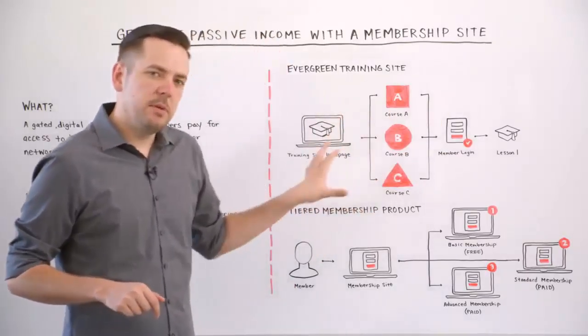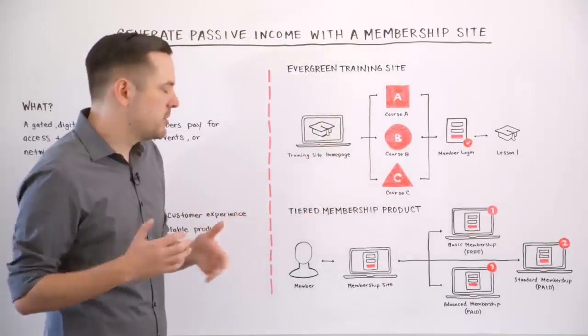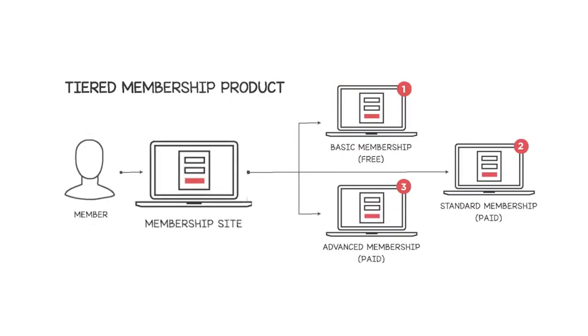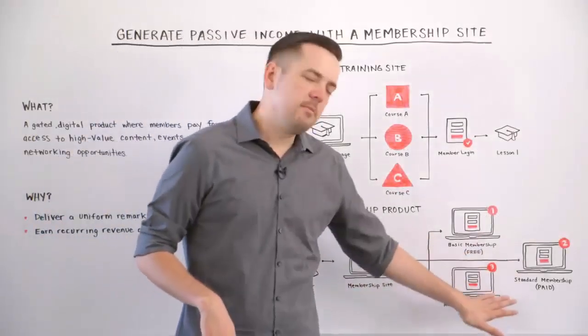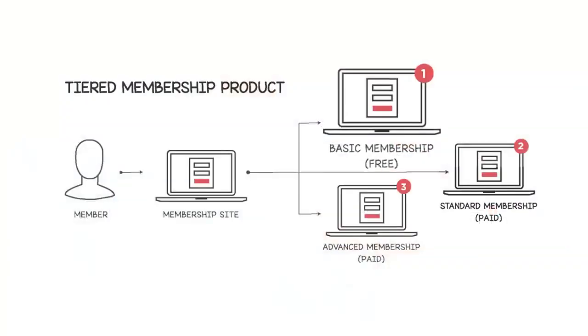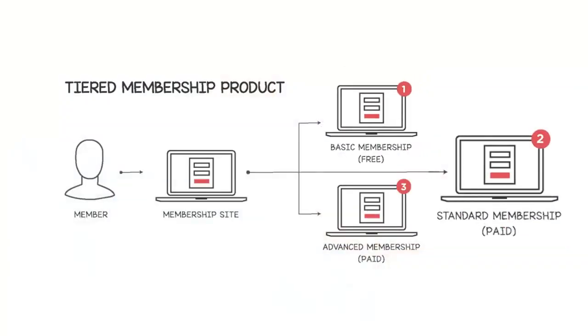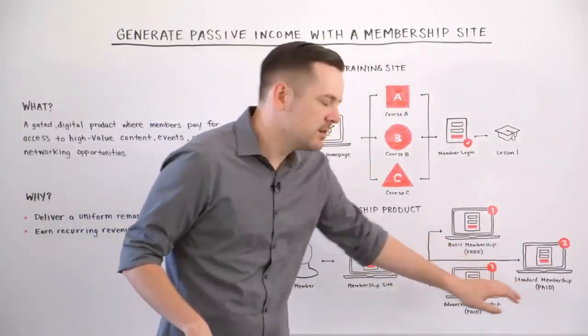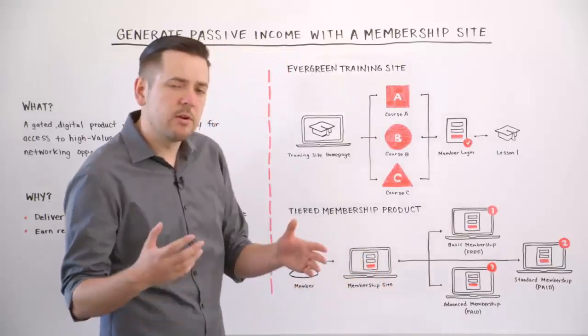Okay. So the second most common option for this, and another really cool way you can do membership sites, is what's called a tiered membership product. So same sort of idea. You have a member, they come to your site, they log in, and maybe you have 3 different membership levels, right? You have a basic membership, which is free. You have a standard membership, which is paid. And then you have an advanced membership, which is also paid, but at a different tier. So maybe free, $15, and $100 a month, or whatever it is.